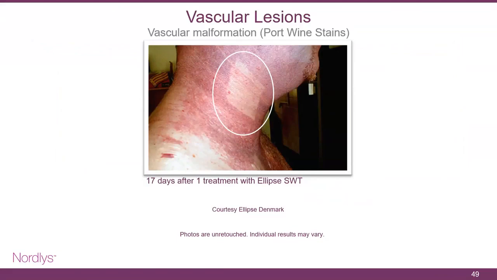The reason only a very small area has been treated is whenever you're treating port wine stains, you always have to do test patching, and then you need to wait at least 2 weeks, if not a month, to see how the clearance is before you decide if that's the fluence you're going to use to treat the rest of the lesion.